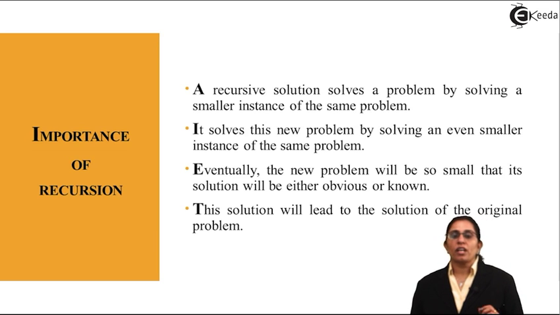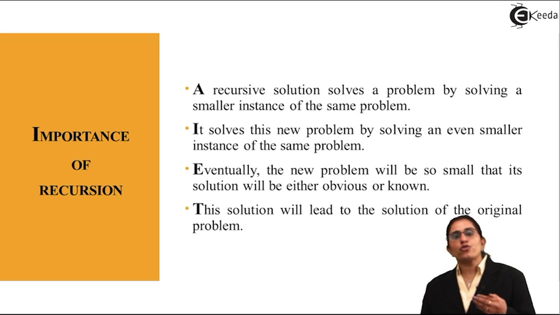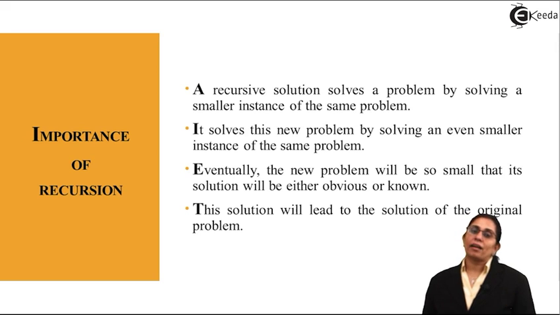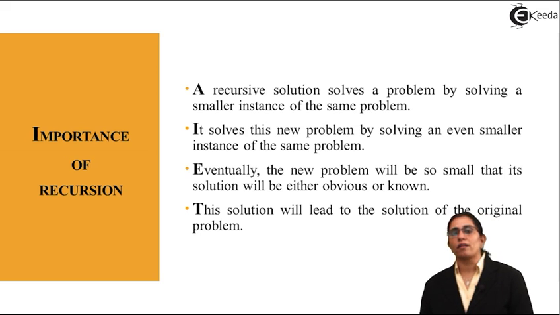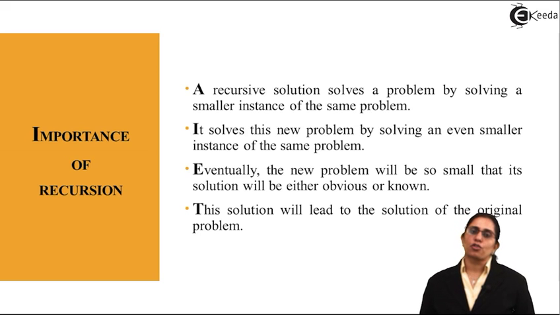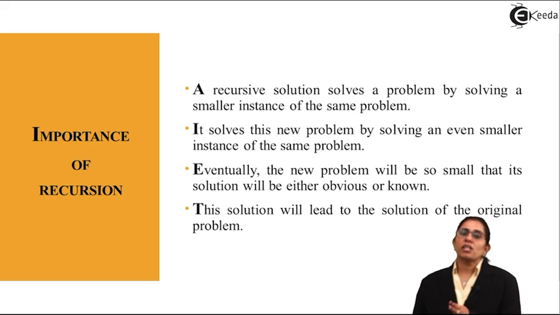This solution will lead to a solution of the original problem. That is, when I started with 5-factorial and reduced down to 1-factorial, by the time we reached 1, with the function calling itself, we had already approached the problem solution. So recursion was easier to implement for the factorial than the iteration.